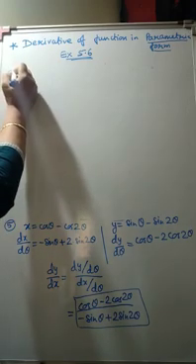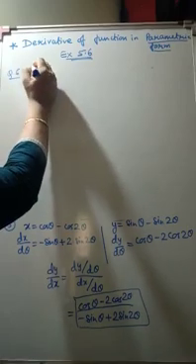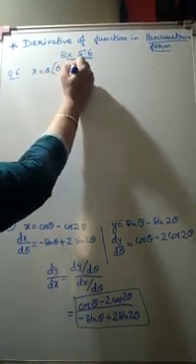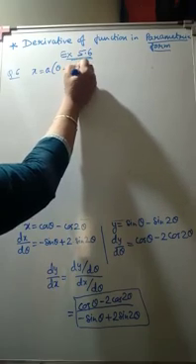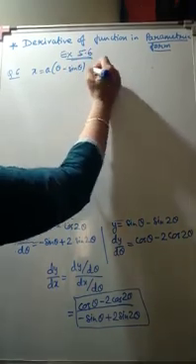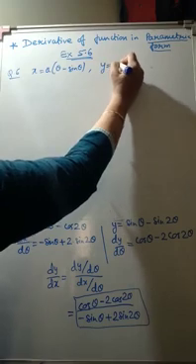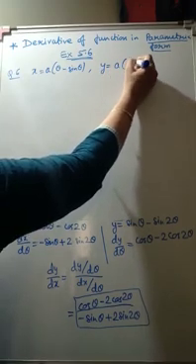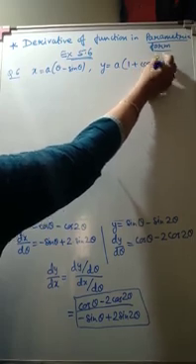So if I am doing question number 6, it's x equals a times theta minus sine theta and y is equal to a times 1 plus cos theta.